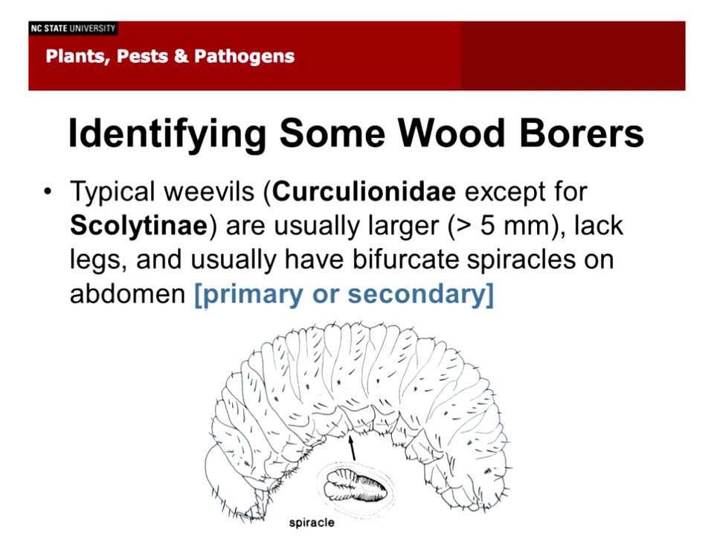Lastly, typical weevils, these are the Curculionidae except for the subfamily Scolytinae, which are those bark beetles, are usually larger. They're usually over 5 millimeters long. They lack legs on their thorax, which is the same as the bark beetles. They also have these spiracles. If you look under the microscope, these little air holes in the side of the body, weevils often have this little bifurcate, almost Y-shaped spiracle. The technical name for that is biforous.